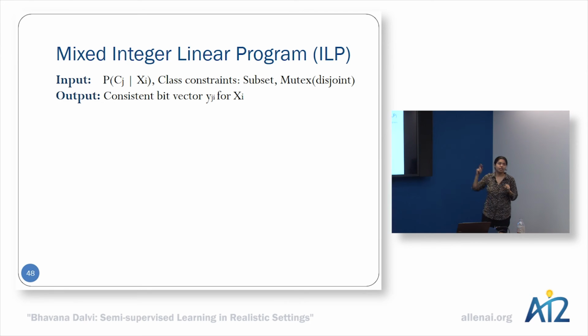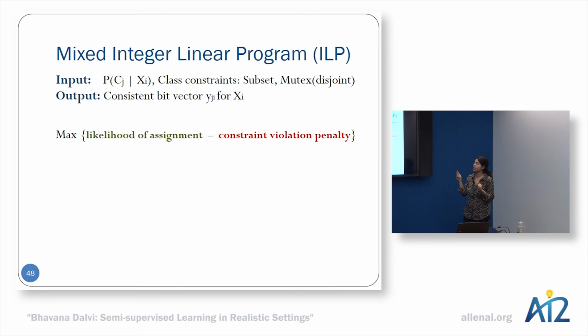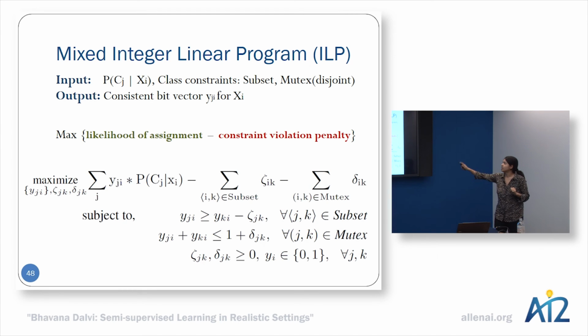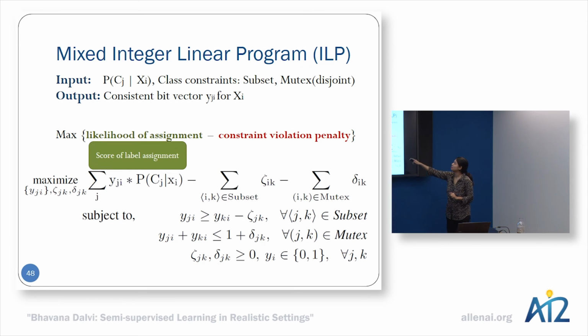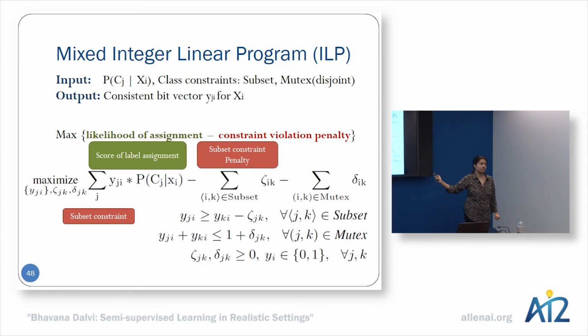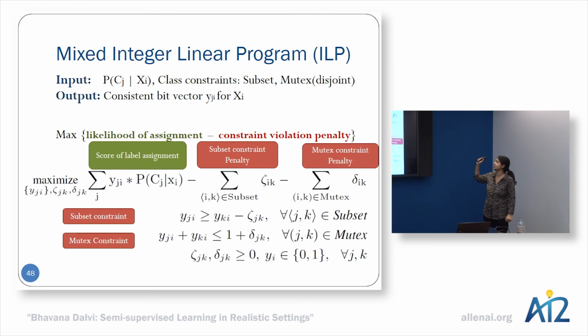Let us see how it works. For this ILP, the input is, for each data point, the posterior distribution of class given the data point, and the class constraints like subset and disjointness. The output is a consistent bit vector. What we are trying to optimize is the likelihood of assignment minus the constraint violation penalty. So here is what the ILP looks like. You don't have to read it. Let me help you. The first part is the core label assignment. The second part is the subset constraint violation penalty. And the third part is penalizing for mutex constraint violation. If you solve this for each data point, you get the consistent bit vector.